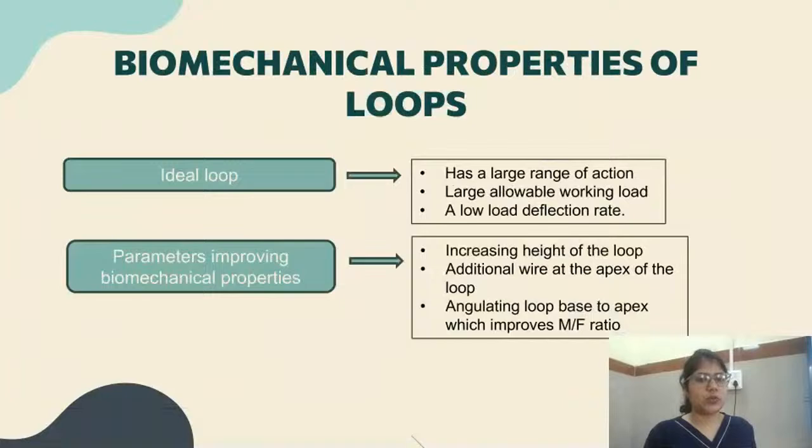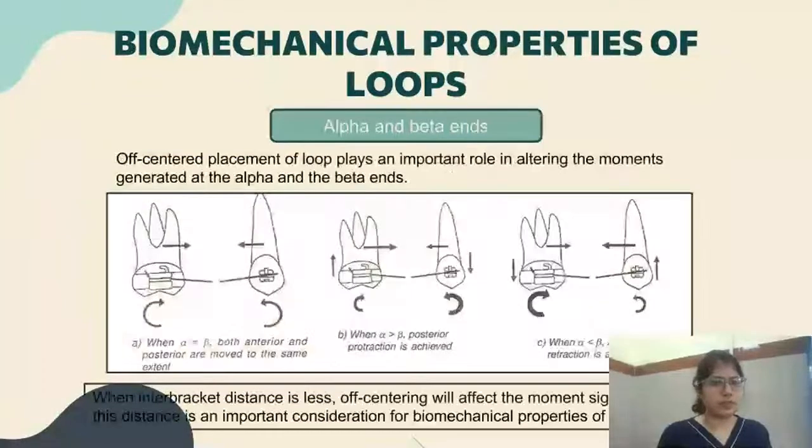Now, biomechanical properties of loops. An ideal loop should have a large range of action. It should allow a large allowable working load and a low load deflection rate. Parameters improving the biomechanical properties are increasing the height of the loop, additional wire at the apex of the loop, and angulating the loop base to apex, which improves the M/F ratio.